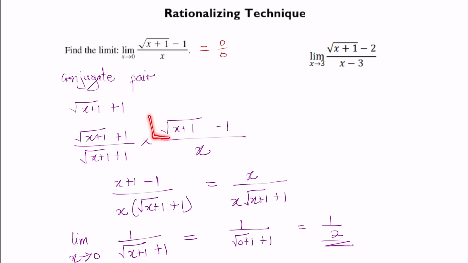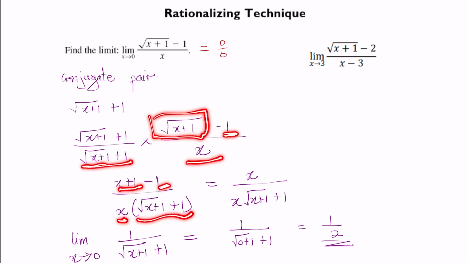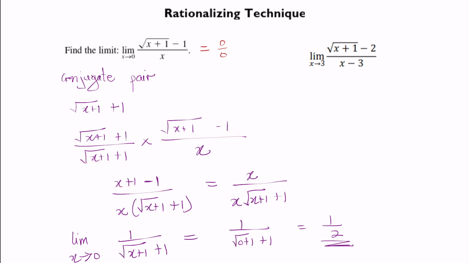So if you square this, we get x plus 1. If you square 1, you get 1. And this times this gives us x times the square root of x plus 1. So now we have 1 minus 1, which is 0. You're left with only x.